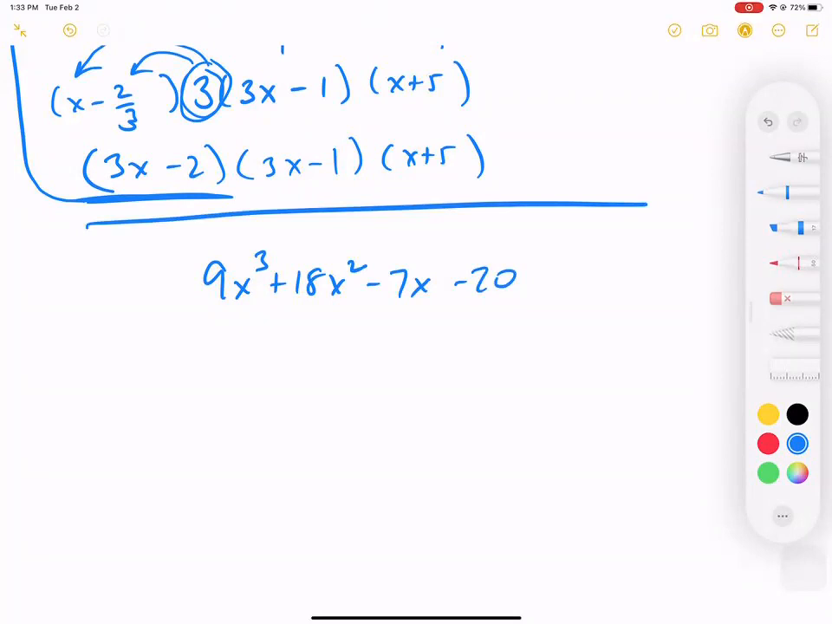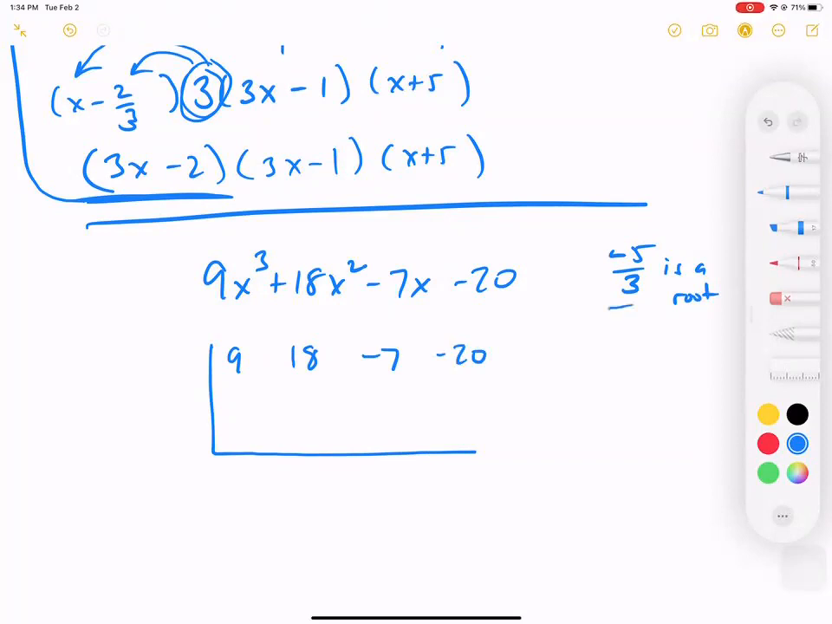Okay. So I'm going to tell you that negative 5 over 3 is a root. That means this is a 0. This will help me find out the factor. We set it up. 9x cubed plus, no, darn it, synthetic. 9, 18, negative 7, negative 20. All right, this is how we're going to start it.